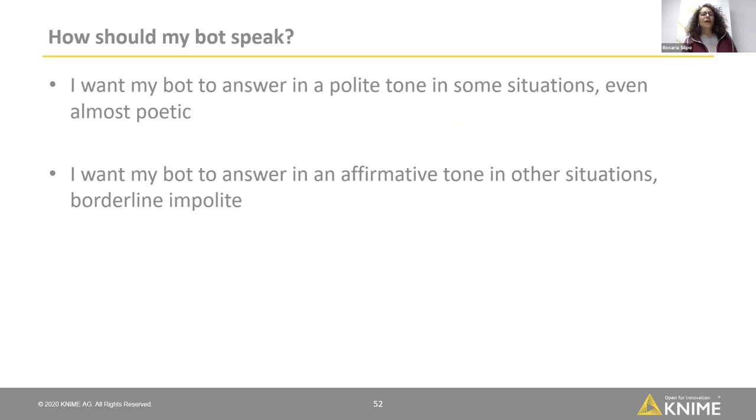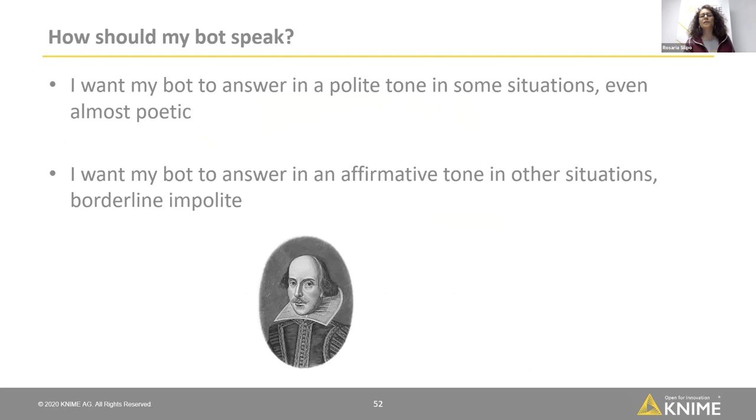I simplify the problem. To simplify the problem, I move from 60 speaking styles to only two. One style is kind of polite, almost poetic, and one style is affirmative, borderline impolite. So let's try with these two speaking styles. The first speaking style, the one almost poetic, I wanted to simulate the writing style of Shakespeare. For the impolite, I have decided to use the text from rap songs. So let's start with the impolite.